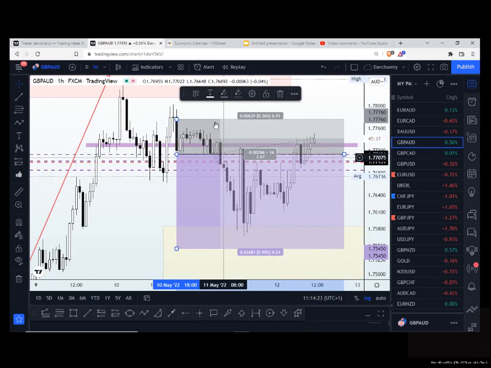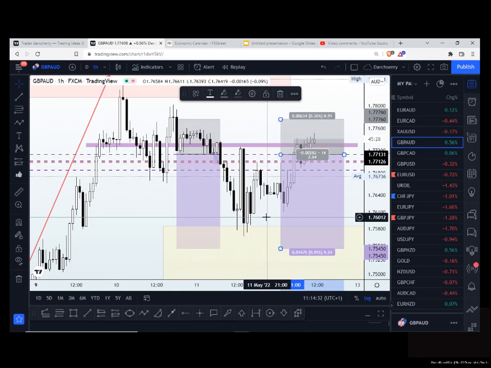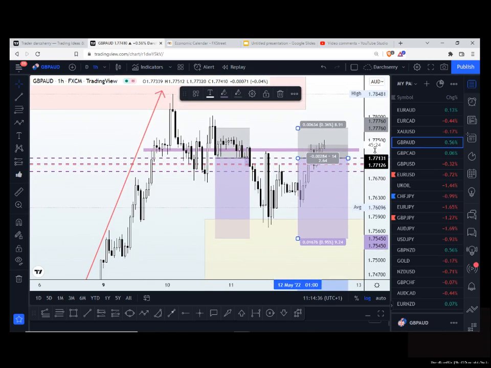So let's see what happens. Probably before the session ends, we might have a setup that is mature enough for us to join the decline if it's going to happen, and that's on the GBPAUD. Now, we want to talk on Euro AUD as well.